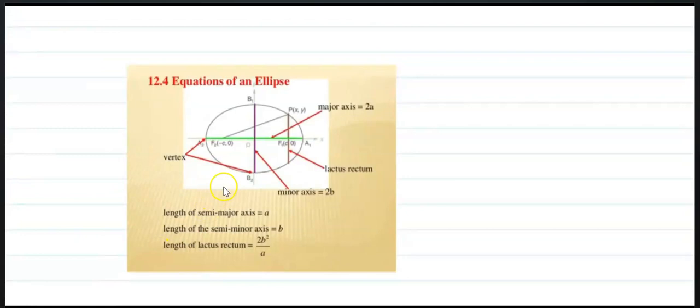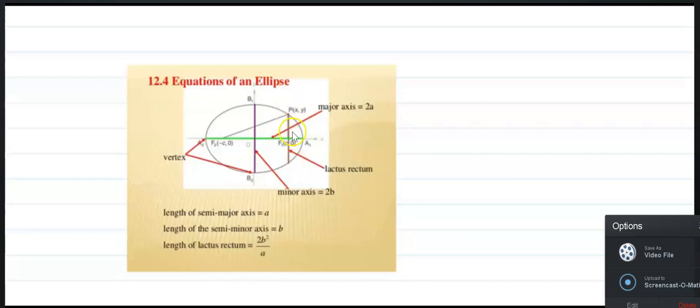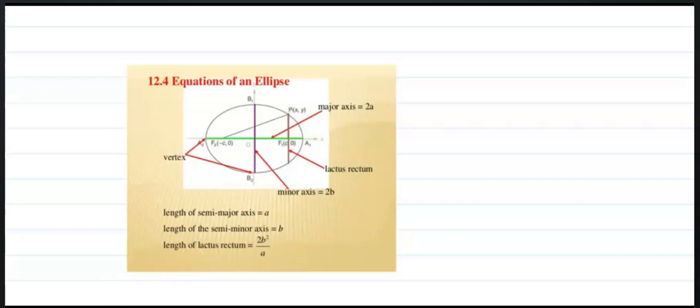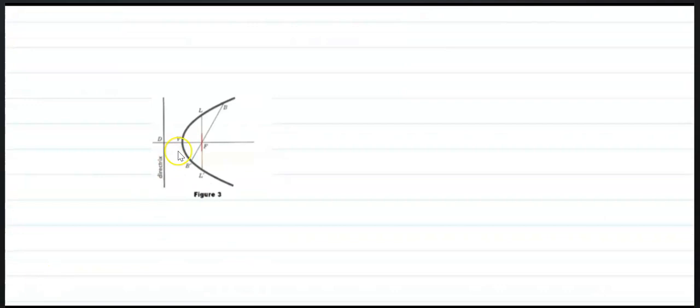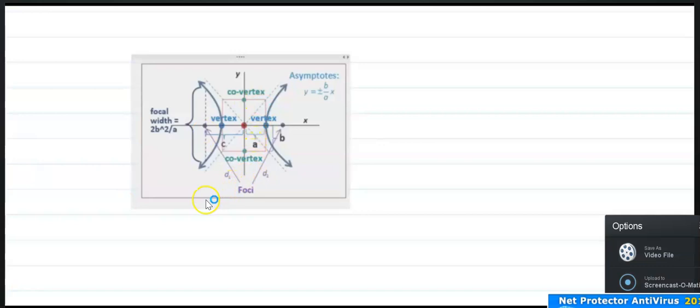This is also a focal chord. It is also perpendicular, that is called the latus rectum. This is the focal chord. Now, in the case of the hyperbola, vertex of this hyperbola, co-vertex. Now these are the foci. Focal distance is 2b square upon a. This is the focal distance, means the distance between these two points, the distance between the foci of this hyperbola.